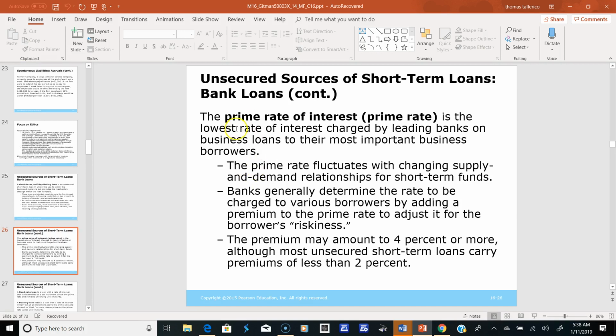All right, so the prime rate of interest is simply the lowest rate of interest charged by leading banks, right, to best customers. You'll always hear a quote of the prime rate in the news. So the prime rate fluctuates. It's like a good credit rating when you go in to get a mortgage. If you have a good FICO score, you will get a better interest rate.